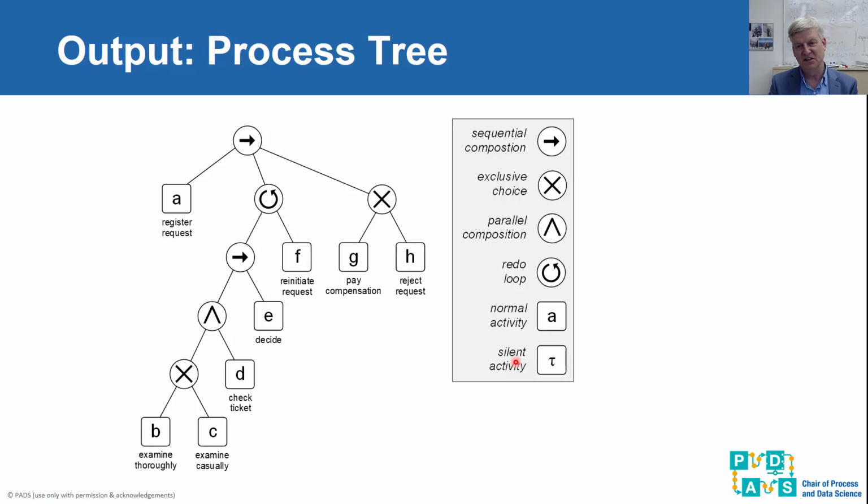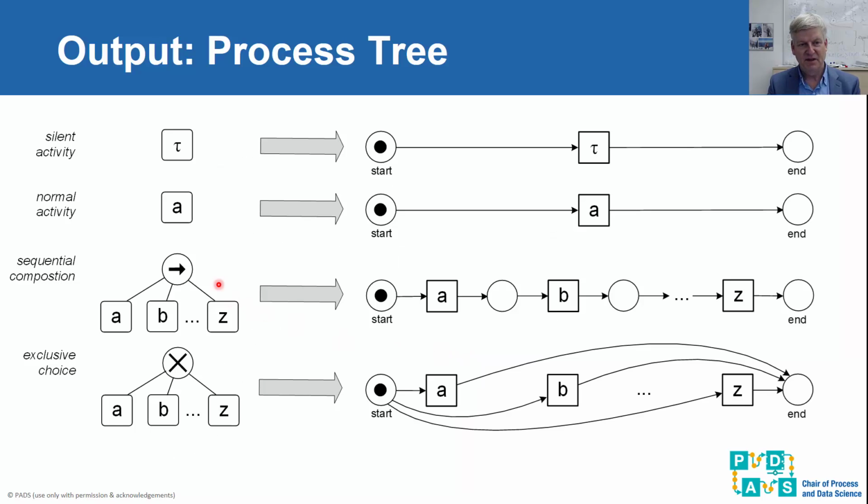You will simply see nothing, that is represented by this tau activity. So if we map this onto a Petri net, a silent activity can be seen as executing a transition which does not leave any traces in the event log. There is a normal activity, just represented by a Petri net transition.